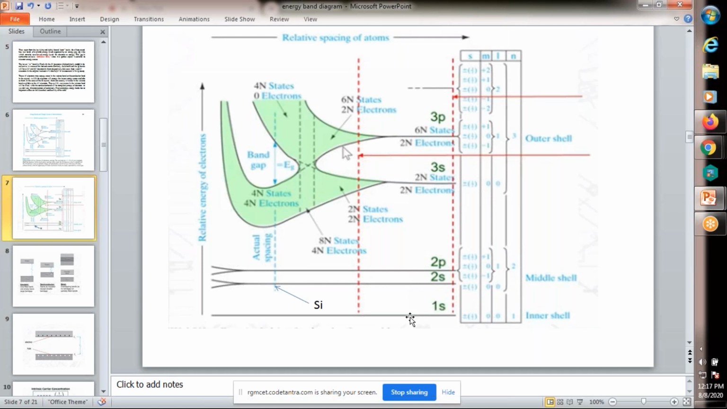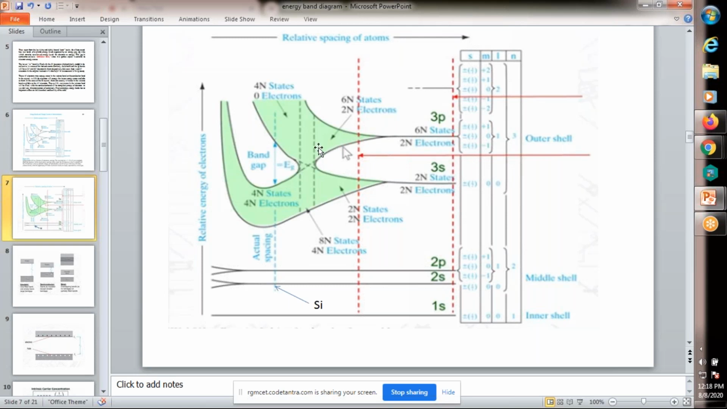Now here we already know the discrete levels: 1s, 2s, 2p. This level is 3s and this level is 3p, right? These are atomic-related details which are not required. These are all the discrete levels. Now as the interatomic spacing decreases, a bunch of energy states become available in this region. Observe the green area here; it is the overlapping of energy states.